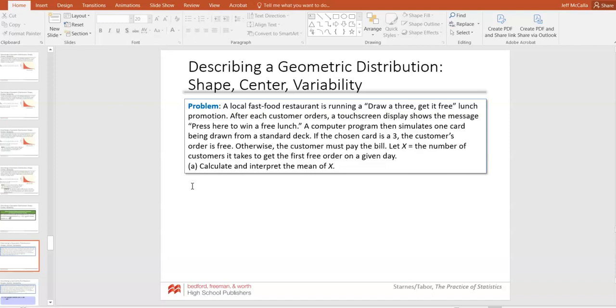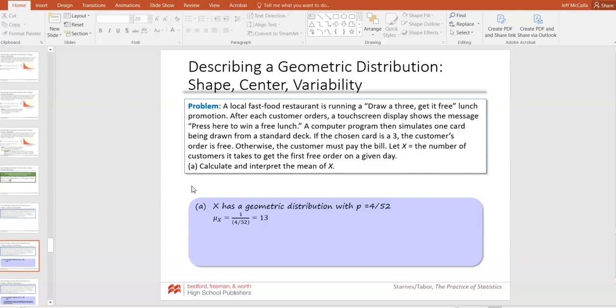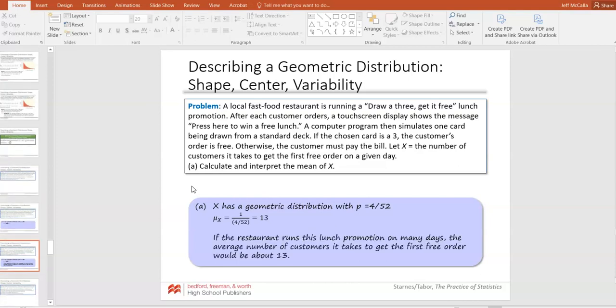So the mean, the formula is 1 over p. So the probability of success here is 4 out of 52, or simplified 1 out of 13, if you simplify that fraction. So there's a 1/13 chance. So I think the 13th person would be the mean there. And it is, right? 1 over 4/52 is the same thing as 1 over 1/13. So you're finding the reciprocal of that to find the mean. If the restaurant runs this promotion on many days, the average number of customers it would take to get the first free order would be about 13.